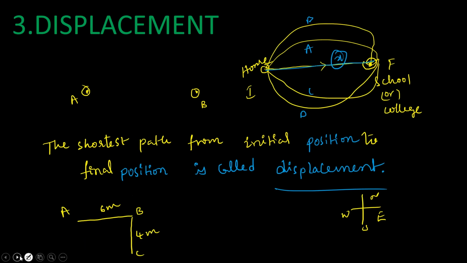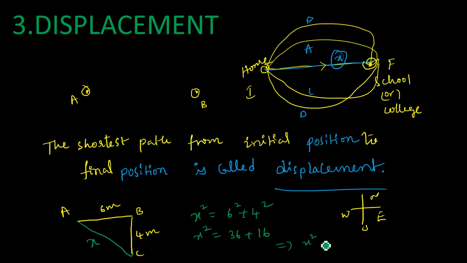Then how do you have to take? You have to take the shortest path. So which one is the shortest path? This is the shortest path, so I'm considering this x. From Pythagoras theorem, x square equal to 6 square plus 4 square. x square equal to 36 plus 16. Then x square equal to 52, then x equal to root over 52 meters. So that is the answer.